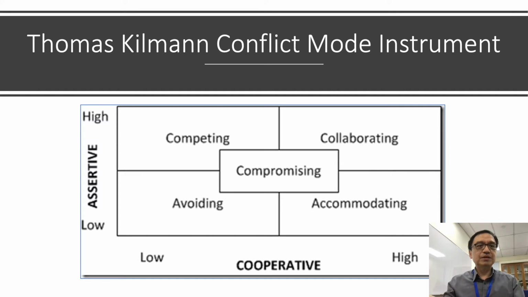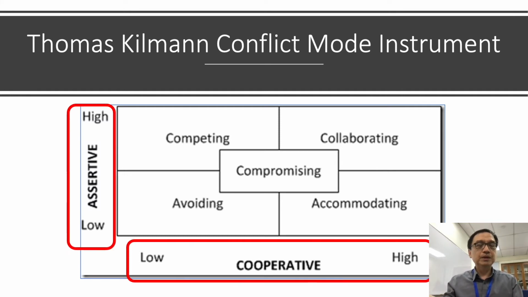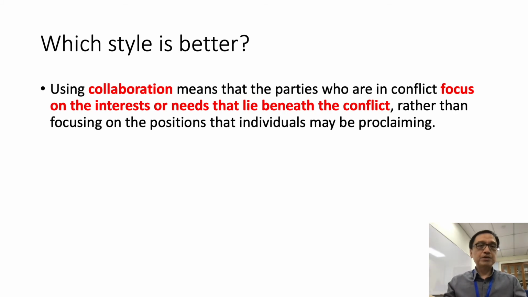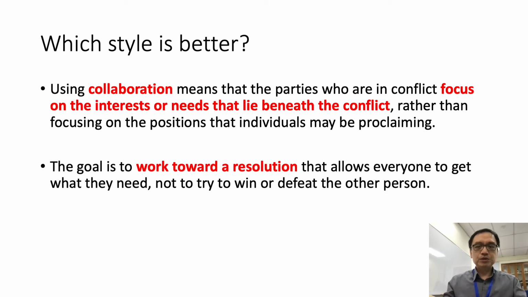There's a chart from the Thomas Kilmann model based on the different degrees of assertiveness and cooperativeness, whether they are high or low. The top right corner is the preferred style of collaboration, where there is a high level of cooperativeness and also a high level of assertiveness. This is a picture to describe the same concept: collaborating, working together to get the solution. So which style is better? Like we have mentioned before, the collaborative style focuses on the interests and needs that lie beneath the conflict, for both or multiple parties, and works towards the solution.